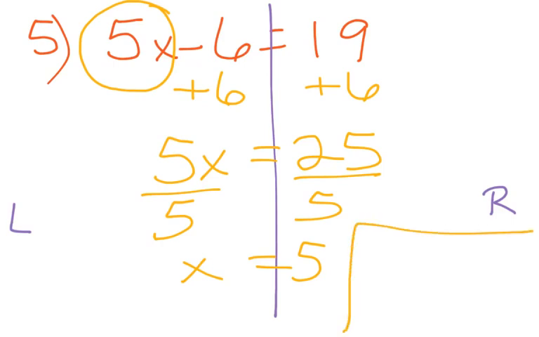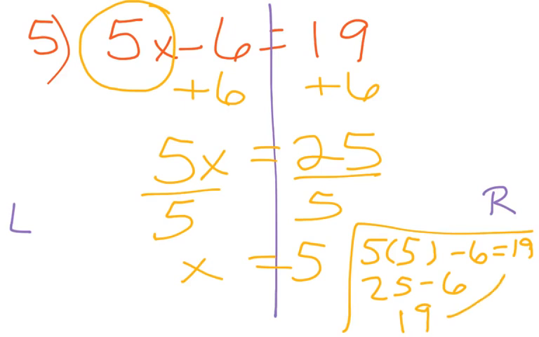So if I wanted to check this, I'll do 5, parentheses, minus 6 equals 19. Now that's my original problem. In that blank, I'll put my x value. 5 times 5 is 25. 25 minus 6 is 19. That one checks out.